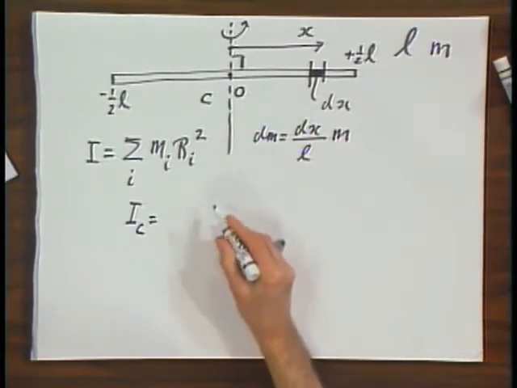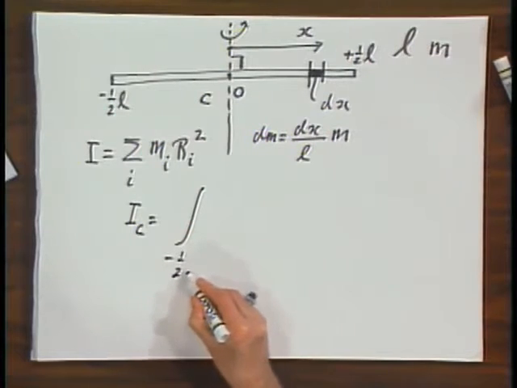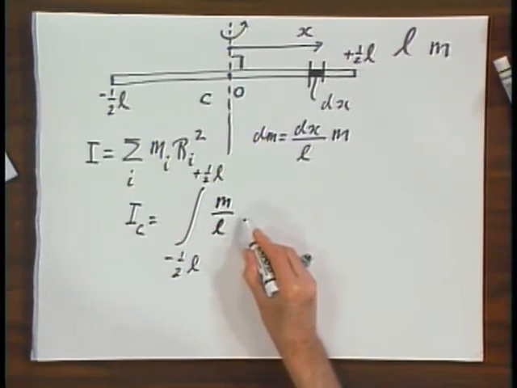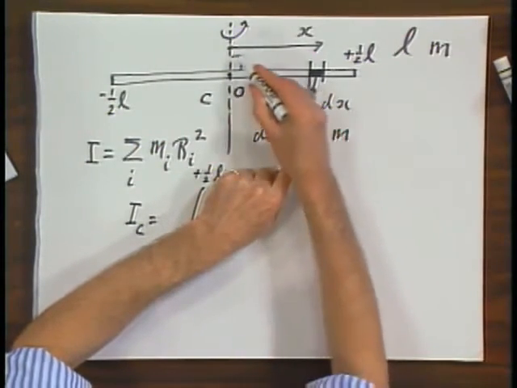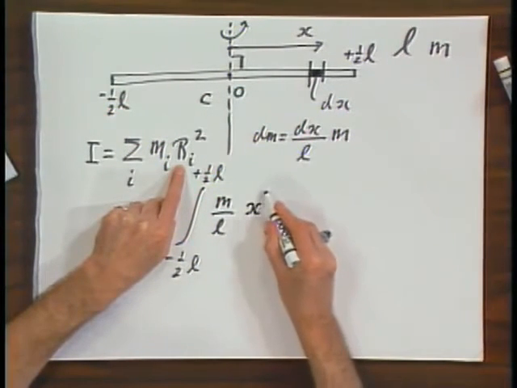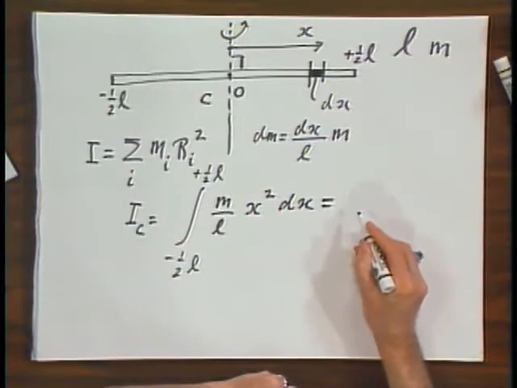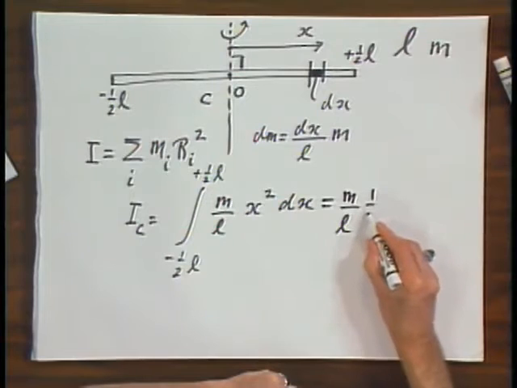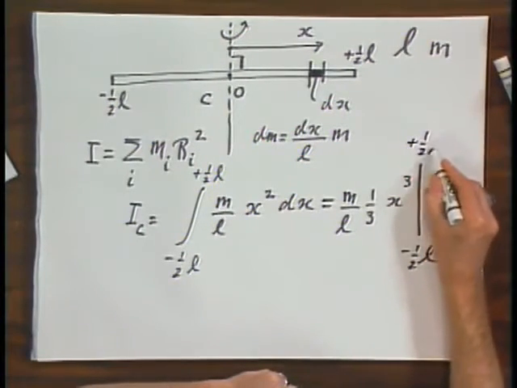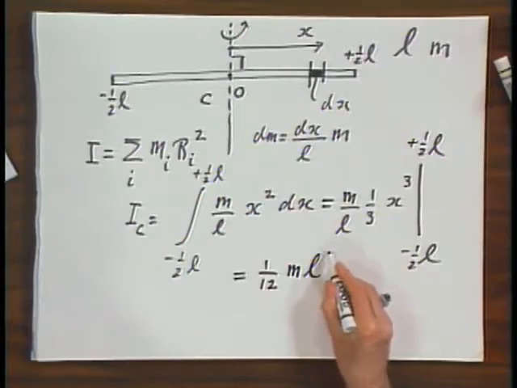I will put a C in there to remind you that it is an axis through the center. It now becomes an integral over x, and x goes from minus 1/2 L to plus 1/2 L. I get m over L, and then I get dx, but I will wait with my dx because I have to multiply it with x squared. x is the distance from that mass element to the axis of rotation. So I get x squared dx. And this is a relatively easy integral. This is m over L times 1/3 times x to the third, evaluated between minus 1/2 L and plus 1/2 L, and you will find it not difficult, I hope, to convince yourself that this is 1/12 m L squared.